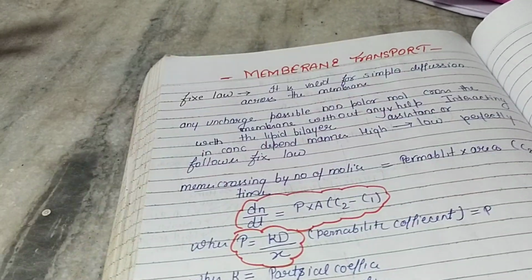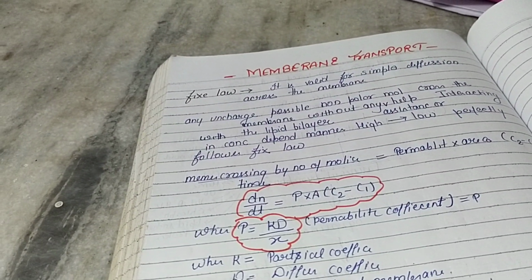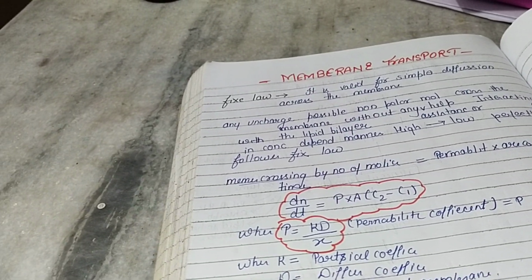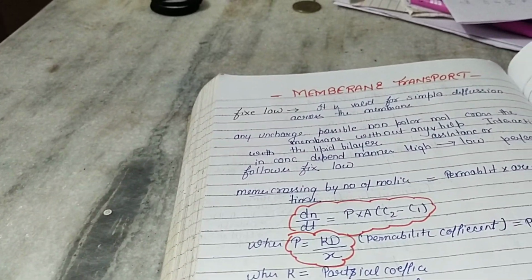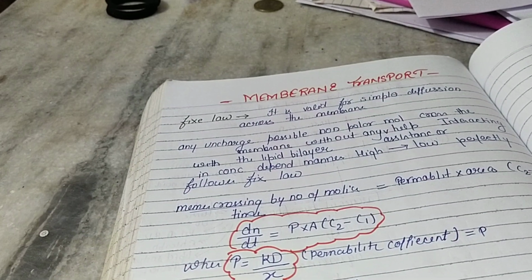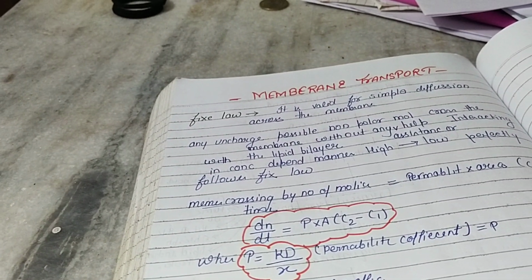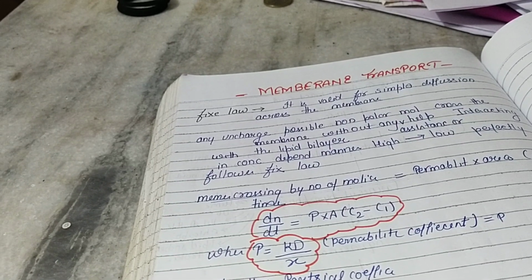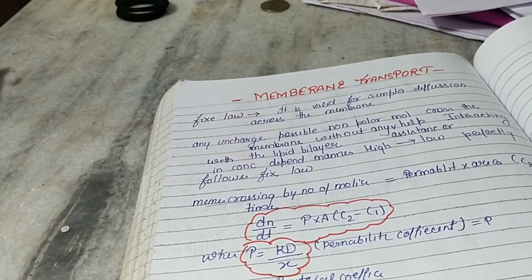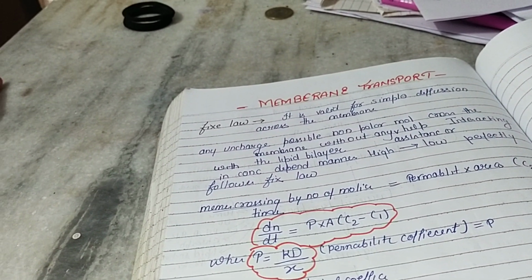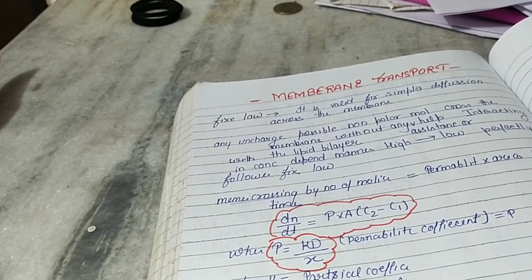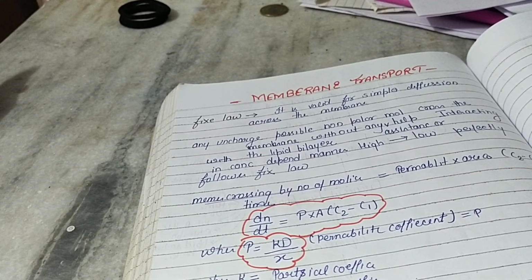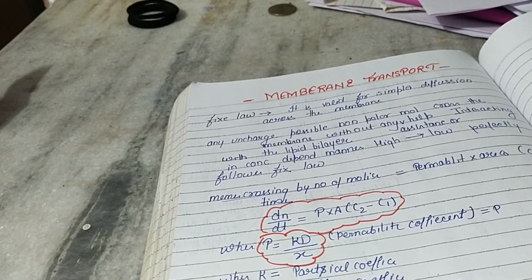Any uncharged, non-polar molecule with a negative delta G, or positive in the case of the hydropathy index, crosses the membrane without any assistance, interacting with the lipid bilayer. Fick's law considers movement from high to low, which is always delta G negative. Membrane crossing depends on the number of molecules, permeability, and area times C2 minus C1.